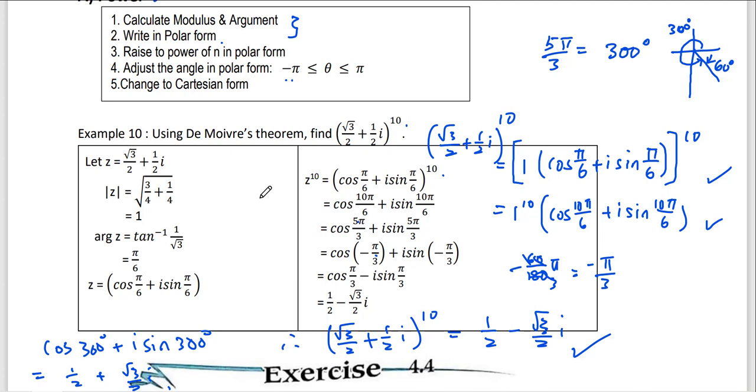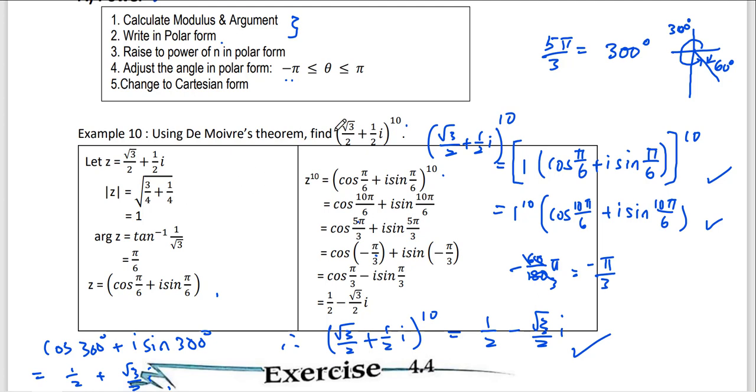But now, if you know De Moivre's theorem, this is only for complex numbers, not for others. Only for complex numbers can you use De Moivre's theorem. Let Z become root 3 over 2 plus i times 1 over 2. Then you find the modulus and argument, then write in polar form. This is the general step you must take first before you raise to the power 10, if you want to use De Moivre's theorem.